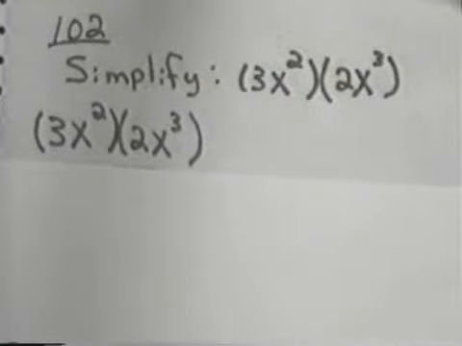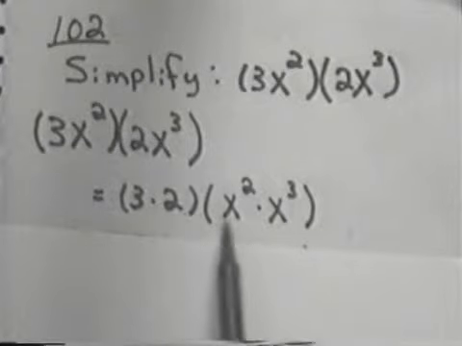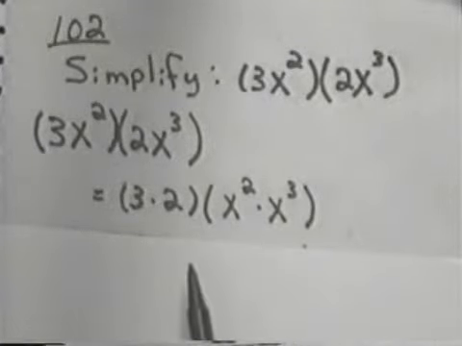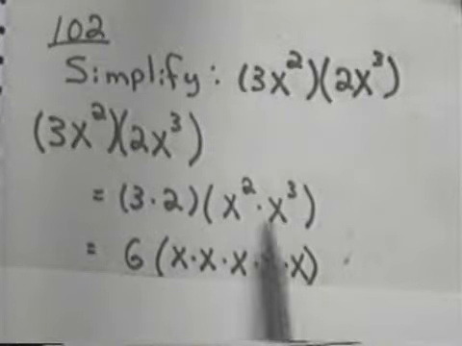Let's simplify 3x squared times 2x cubed. So we want to simplify 3x squared times 2x cubed. By the associative and the commutative properties, I can regroup so that my numbers are grouped together and my powers are grouped together. Doing that, I have 3 times 2 times x squared times x cubed. Now I can multiply my numbers as always. 3 times 2 is 6, and I can analyze what my powers mean.